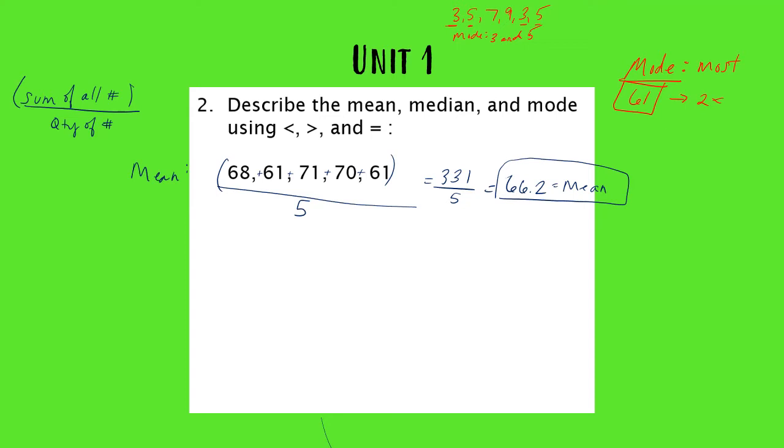All right, so we have our mode is 61. We have our mean, which is 66.2. The last thing you need is your median. Your median is your middle number.